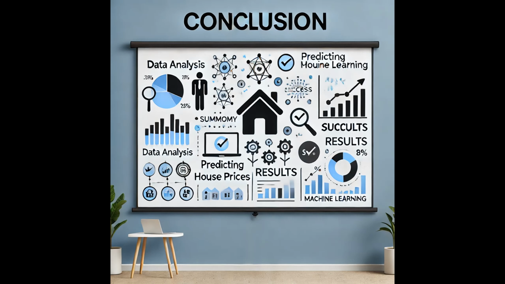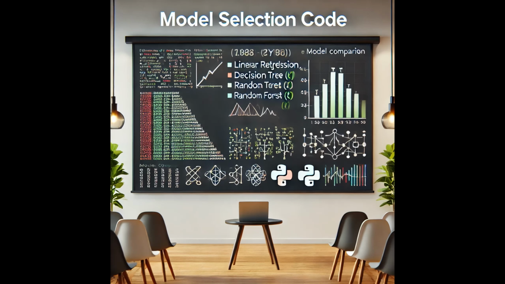In conclusion, we successfully built a machine learning model to predict house prices using regression. This project demonstrates how machine learning can offer practical insights into real-world problems, providing valuable predictions that can aid in decision-making. In this part of the project, we evaluate 3 models: linear regression, decision tree, and random forest.